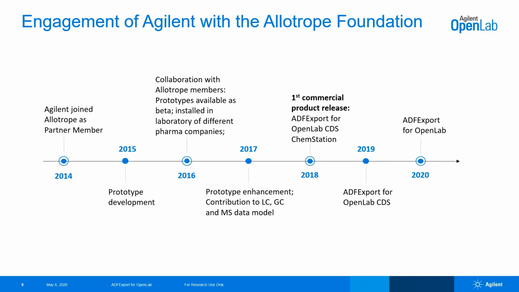In the beginning, we did prototype development in collaboration with Allotrope members. And by doing this, we learned a lot and helped improve the Allotrope framework. In 2018, we commercialized the first Agilent Allotrope product with the ADFExport for ChemStation. And in 2019, we complemented it with ADFExport for OpenLab CDS. This new release will combine the 2 Agilent CDSs into one package and extend the data description part. Next, please.